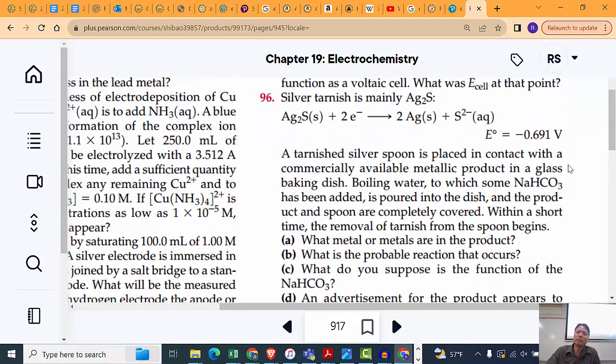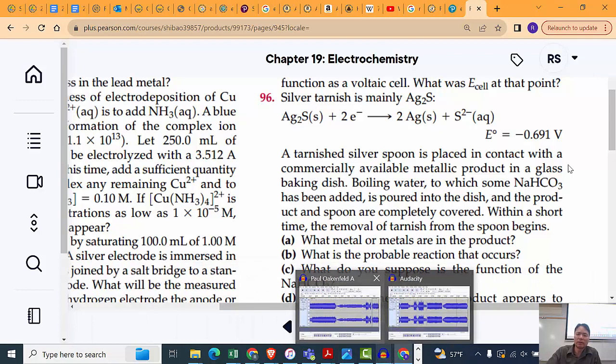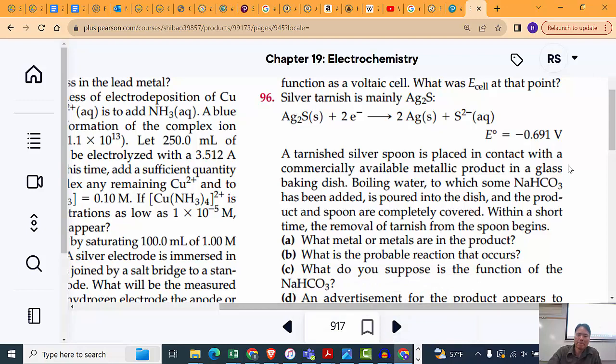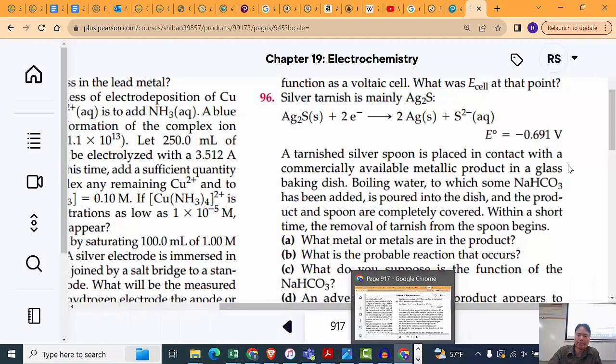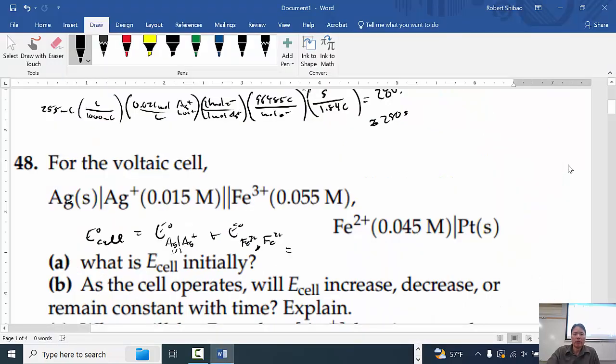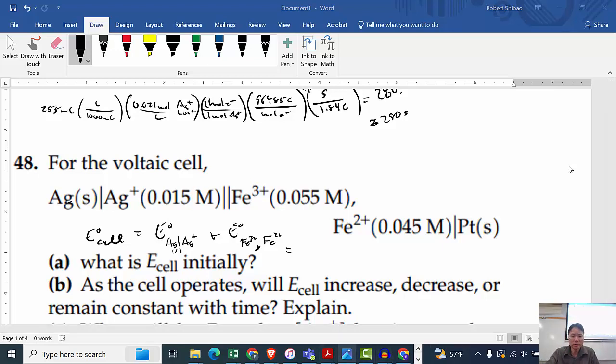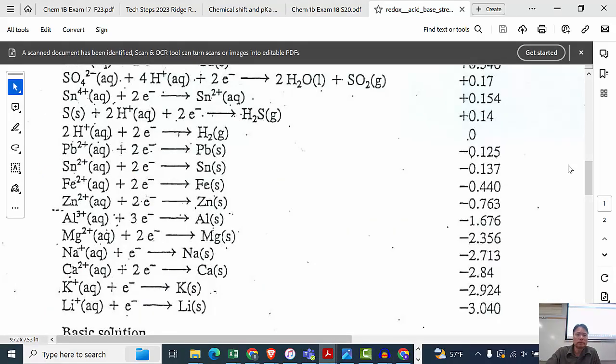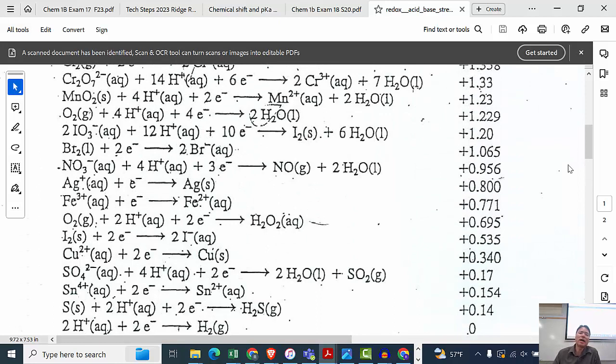So this is a way to, rather than polishing it and removing the tarnish, it's better to reverse this reaction and keep all the silver. So I need to grab the potential. So silver goes to silver, iron 3 goes to iron 2. So we'll just go to the chart and grab the potentials here. Silver, to answer the question, silver has a low oxidation potential. Low oxidation potential is minus 0.8 volts. It's hard to oxidize silver.